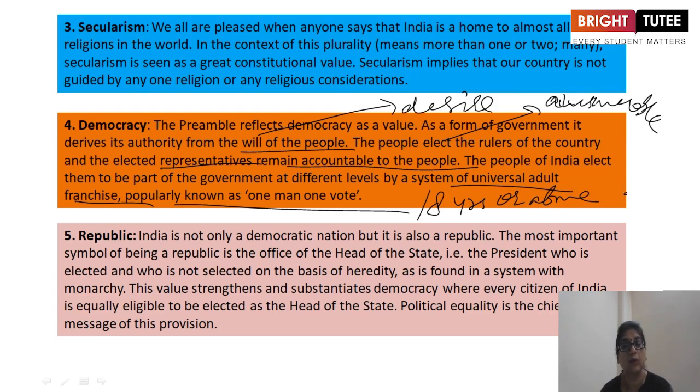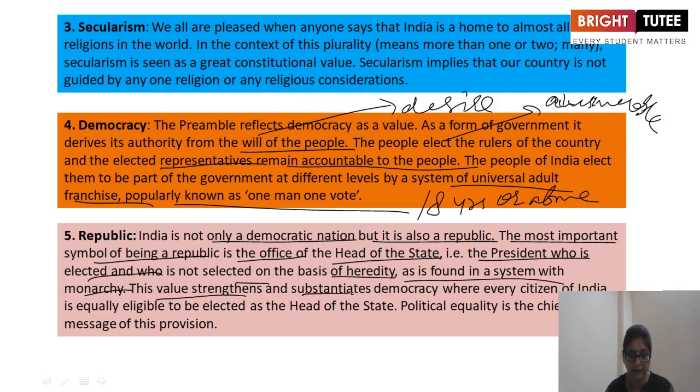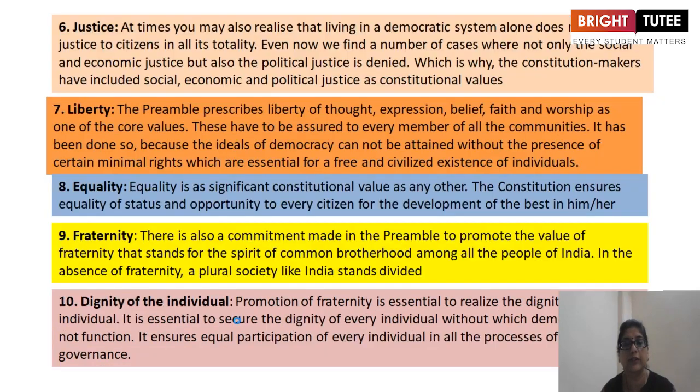As we have our own constitution, India is not only a democratic nation, but it is also a republic. The most important symbol of being a republic is the office of the head of the state. That is a president who is elected and who is not selected on the basis of heredity, as is found in a system with a monarchy. This value strengthens and sustains democracy, where every citizen of India is equally eligible to be elected as the head of the state. Political equality is a chief message of the provision.